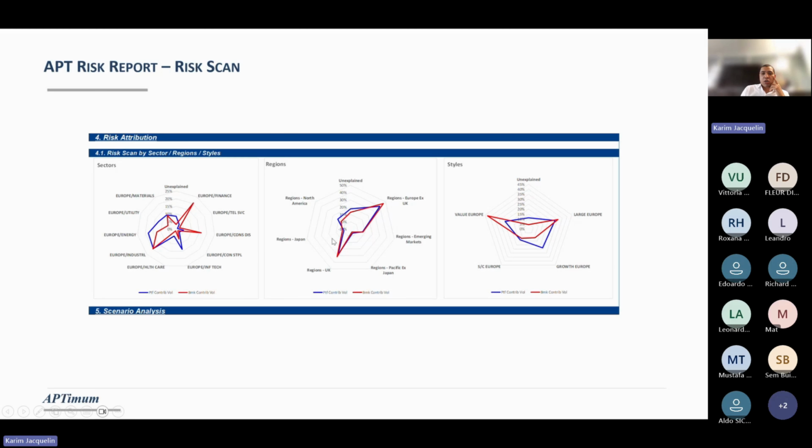In terms of region, it's quite aligned between the portfolio and the benchmark. And in terms of styles, you can see that the portfolio is more exposed to the growth style. It's less exposed to the value style, which makes sense because usually when you are exposed to consumer discretionary or information technology, you have usually a quite significant exposure to growth.